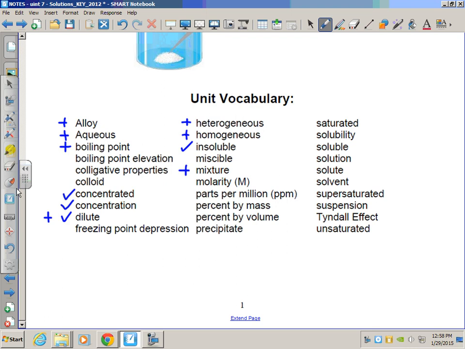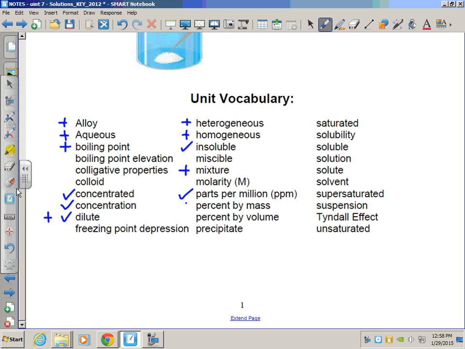Molarity is a no for most of you, but some of you may have picked up on this along the way. Parts per million, you've heard about it. I'm sure you've heard about it, but sharks can smell or sense blood in the water at like 3 parts per million or something like that. So I think you're at least familiar with that one.